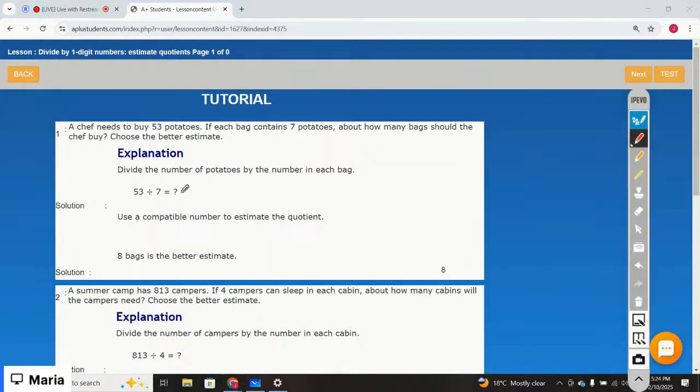So you need to find a number that can be easily divided by 7. The nearest number that can be divided by 7 is 56. So 7 times 8 is 56. So the correct option is 8.